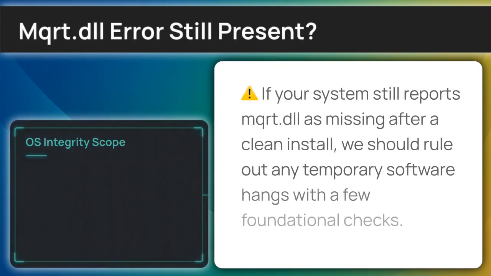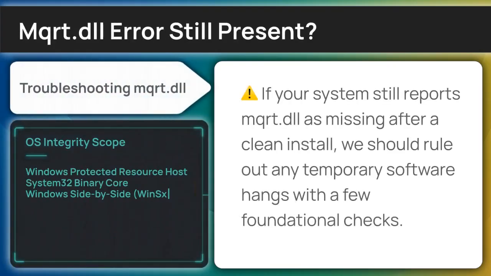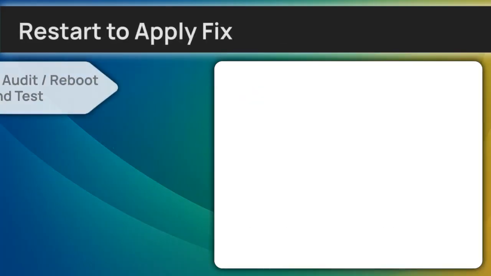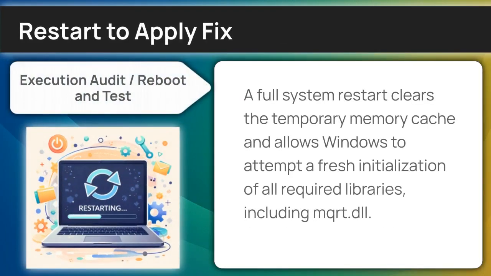If the redistributable repair didn't resolve the pop-up, the next logical step is to analyze the local environment for process conflicts. A full system restart ensures that no background processes are currently locking the Mqrt library file. A fresh boot allows Windows to reinitialize its library map from a clean state.